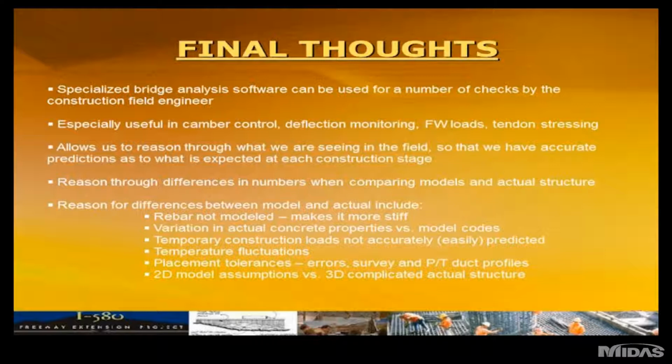Again, the rebar wasn't modeled, which makes the structure more stiff. You can utilize the actual concrete properties from the creep and shrinkage and strength tests versus using the model codes in the software. Temporary construction loads are difficult to accurately predict. You're using best guess values. Again, with this structure and its location, there are significant temperature fluctuations. You also have in-field placement issues, errors related to duct profiles, survey, and then if you get into 2D and 3D model assumptions.